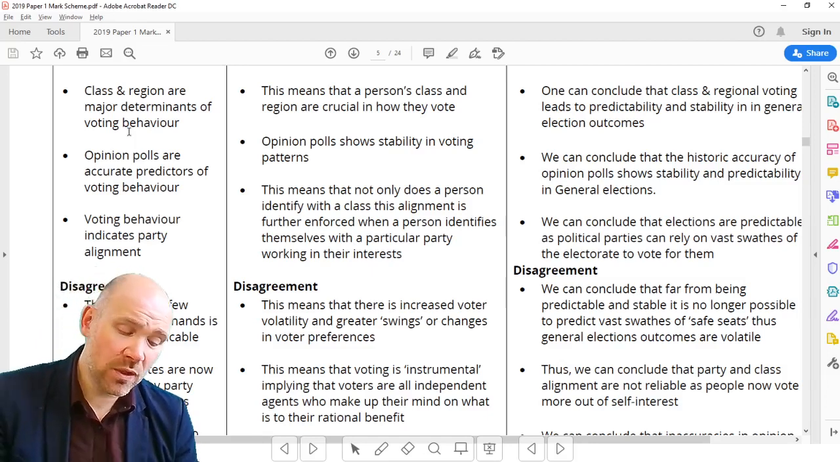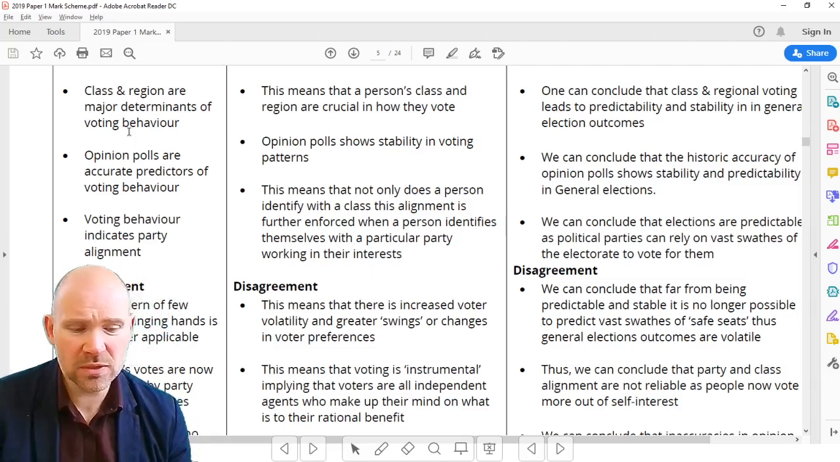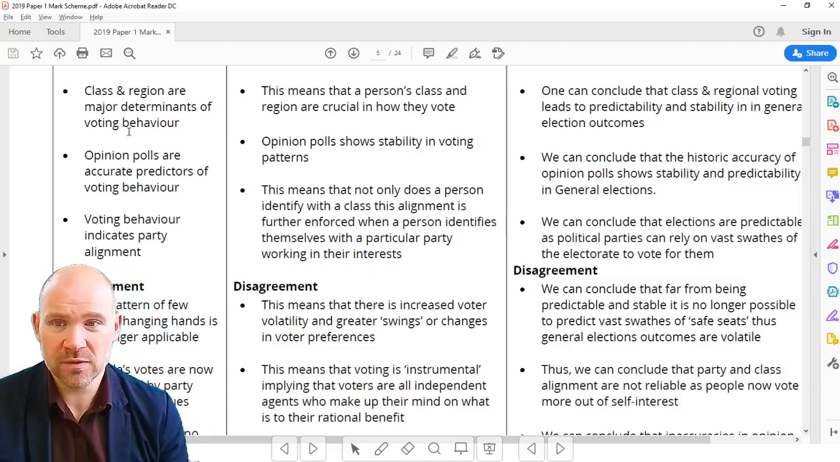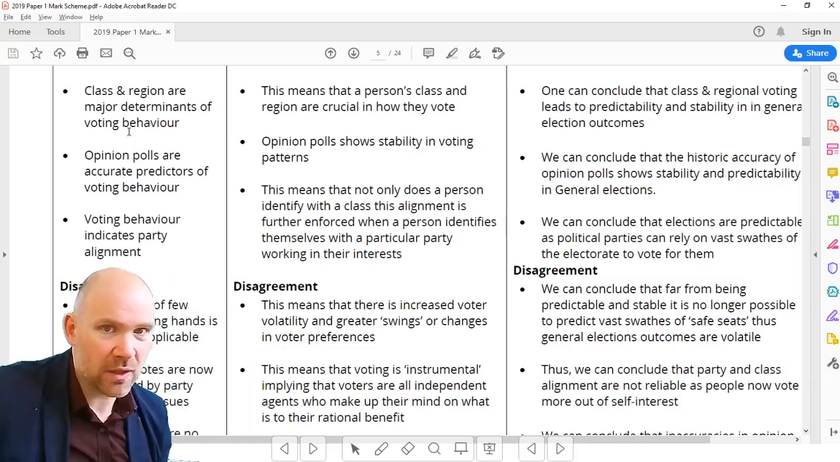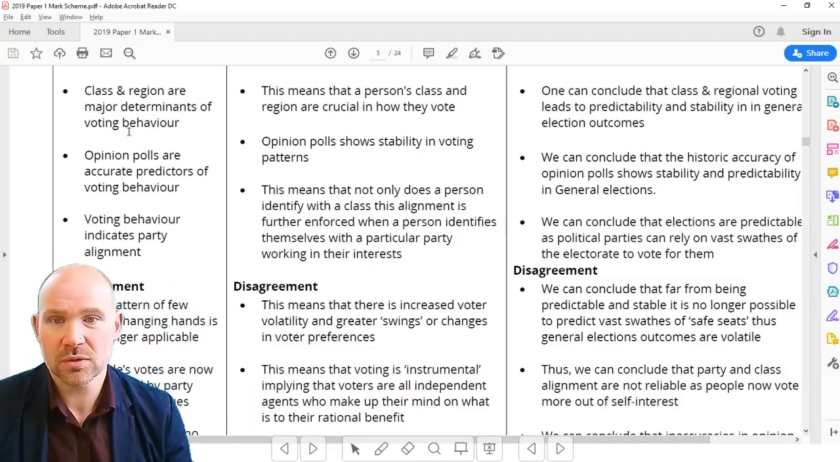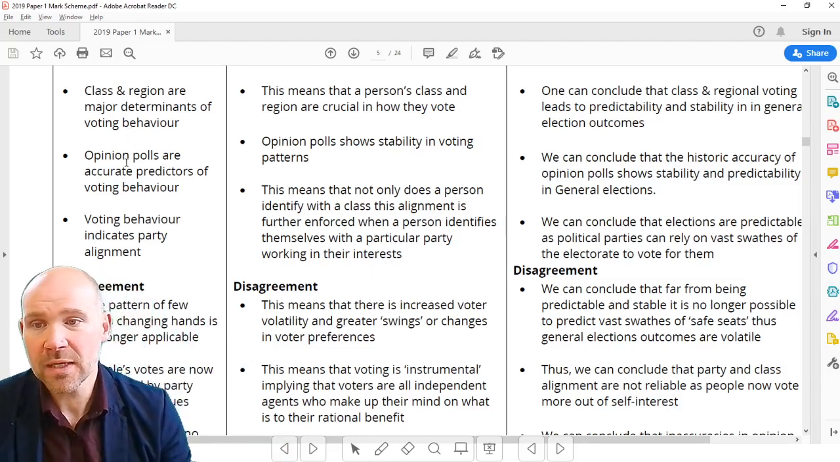So if you were to write an essay where you just explain that point, you are missing a massive opportunity to say, well, the source is arguing that class and region are major determinants of voting behaviour, but this is no longer true because, and off you go. And that is a good source answer. Next one.